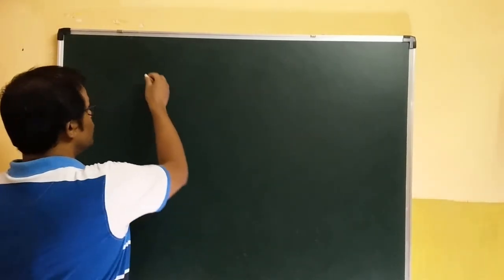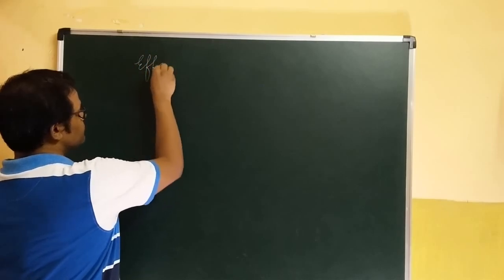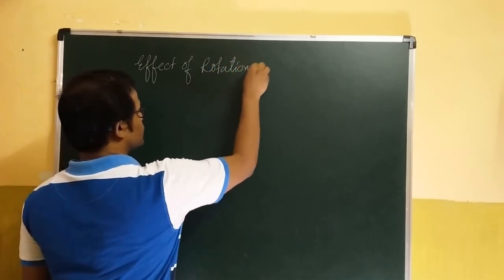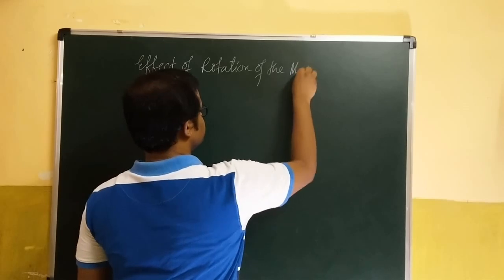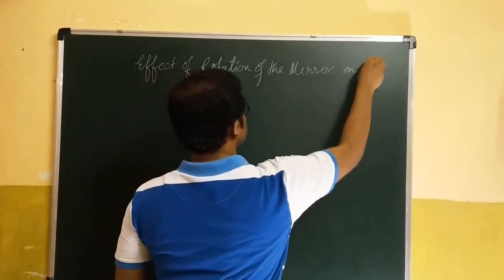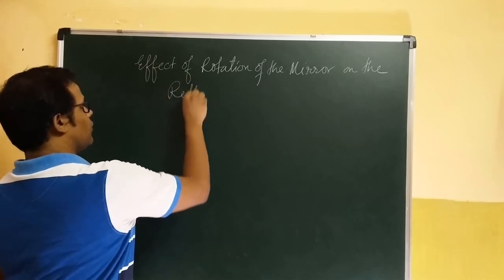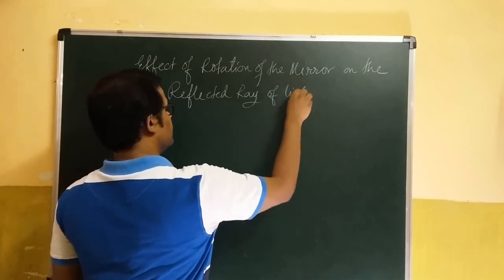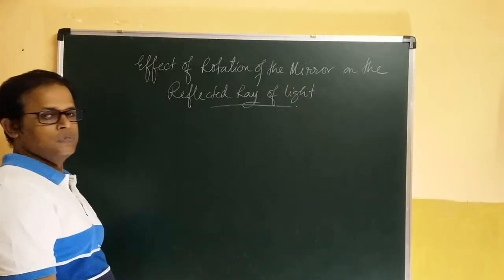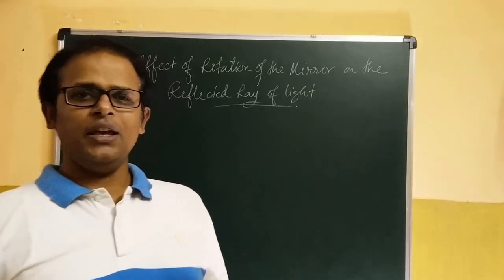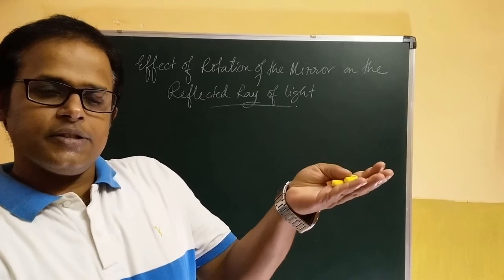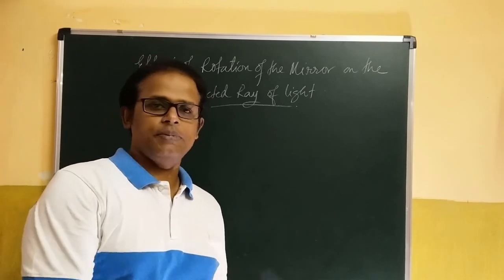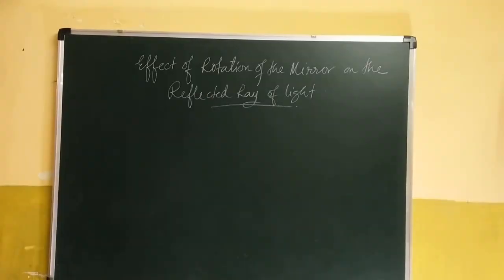Next, I'm going to talk about what would be the effect of rotation of the mirror on the reflected ray of light. What would happen actually if I really rotate the mirror by a certain angle? Alright? If I do that, what will happen to the incident ray? What will happen to the reflected ray? Let me talk about it.